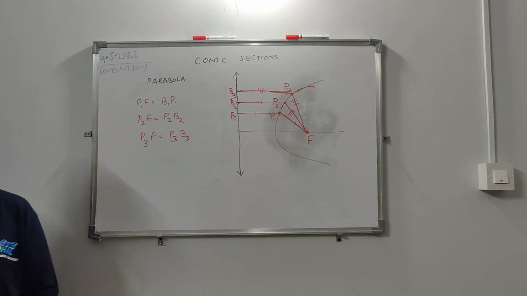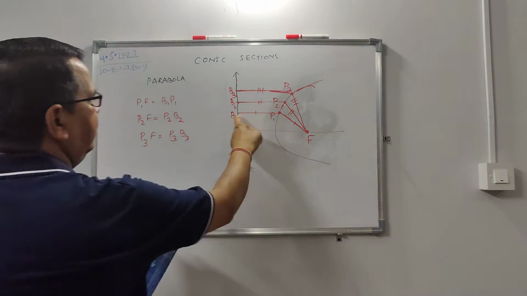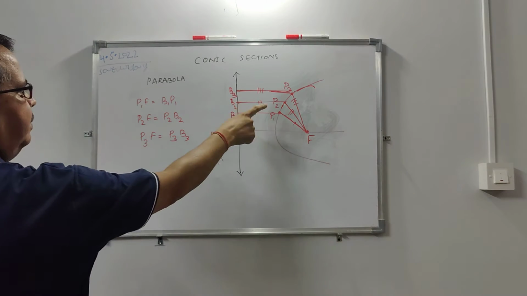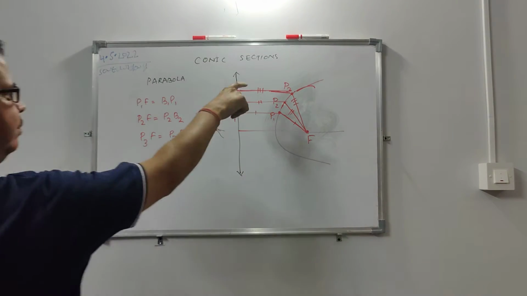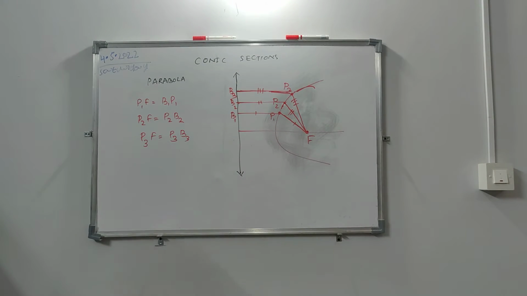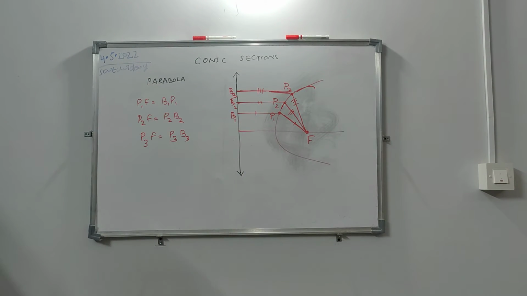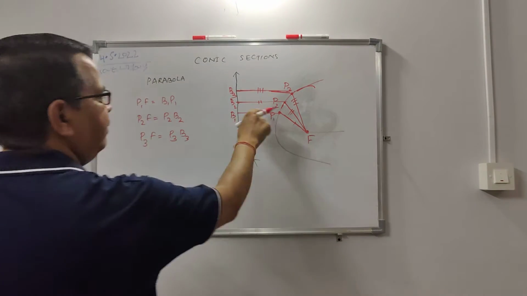This is the condition. Okay, so P1B1, P2B2. So P1B1 is equal to P1F, P2B2 is equal to P2F, P3B3 is equal to P3F. So it has to meet this condition. Okay. So there are two things here. One is line and another is point. So you are measuring the distance of a point on the parabola from a point and from a line.